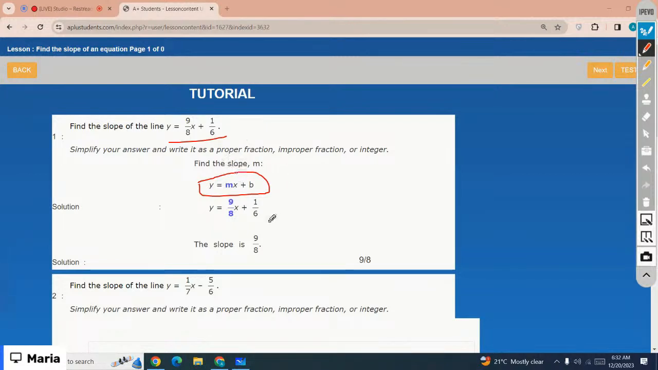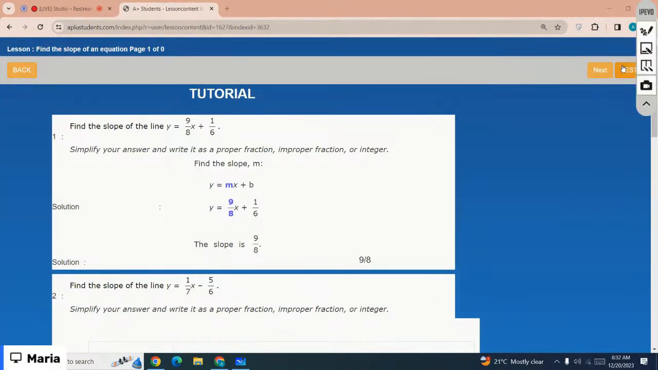The equation is already in the form y equals mx plus b. Just match the equation. So m equals 9 over 8 and b equals 1 over 6. So the correct option is 9 over 8, right? The slope is 9 over 8. Let's just start with the test questions.